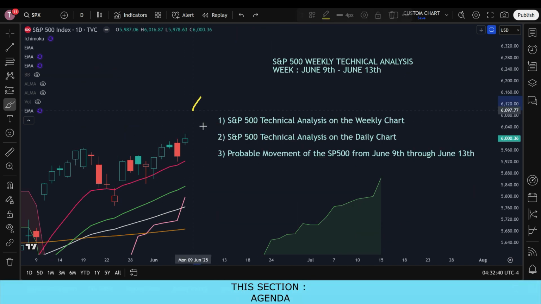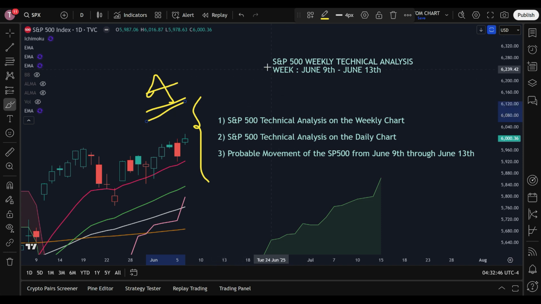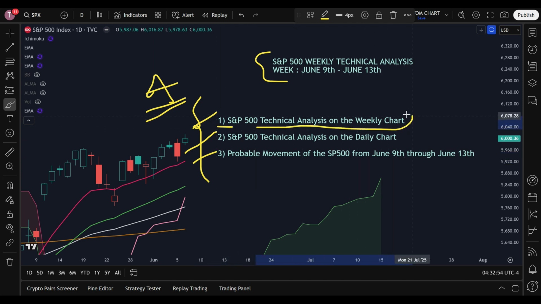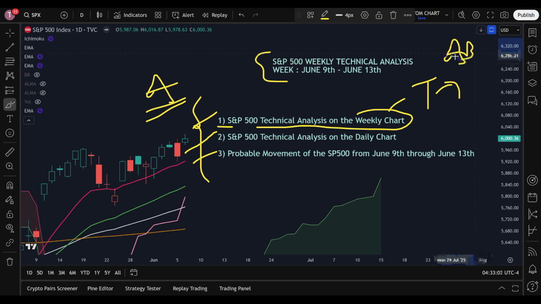Now guys, let me tell you very quickly the agenda of this S&P 500 weekly technical analysis. I have divided it into three parts. First one is the S&P 500 technical analysis on the weekly chart. Weekly chart means the trend. And as of now the S&P 500 has entered into the absolute bullish trend.